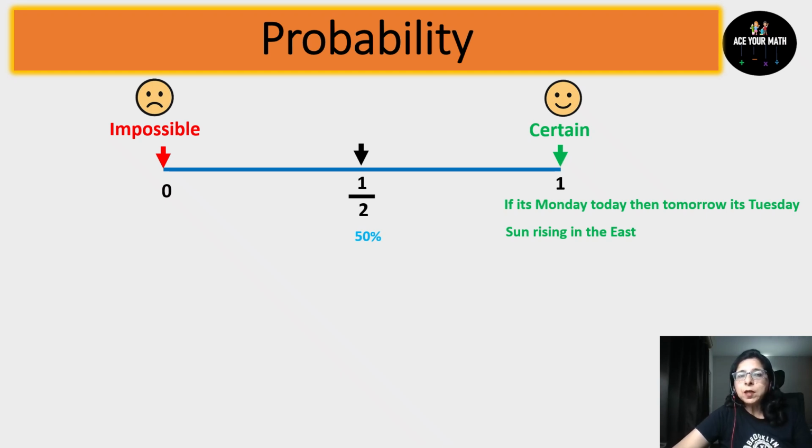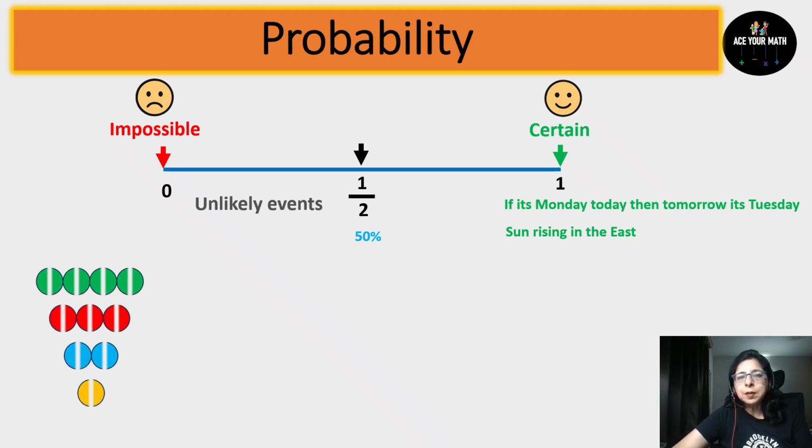Now what about events whose probability lies between 0 and 1 by 2? Or we can say whose probability is near to 0. These are known as unlikely events. The happening of such an event is low because their probability is close to 0. They might happen sometimes, but the probability will be very low.